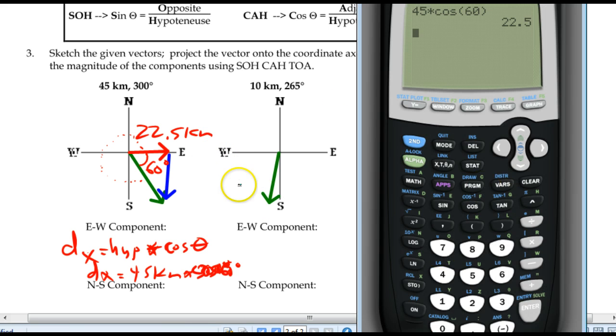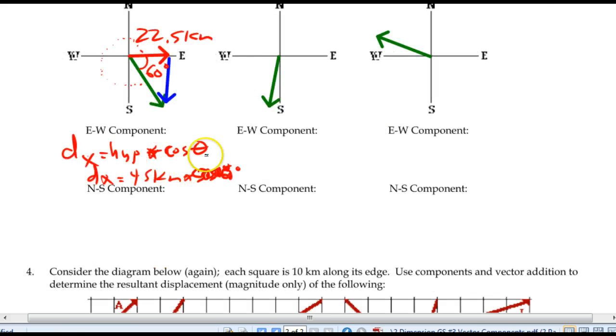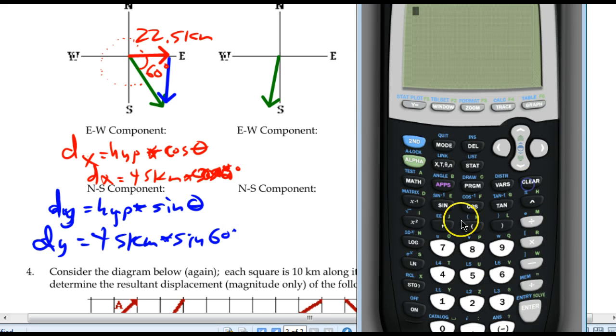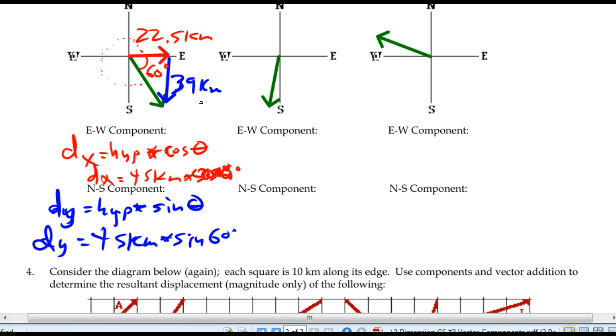Then for the blue side, that's the north-south component. I'm going to want to use, that's dy, the distance in the y, or displacement in the y, the hypotenuse times the sine of the angle. Okay, so that's going to be dy equals 45 kilometers, I'm using the same vector, times the sine of 60 degrees. Okay, so 45 times the sine of 60 degrees, and 38.97, I'm going to round it off to 39 kilometers. Now, earlier we said the south component should be larger than the east component, and sure enough, it is.